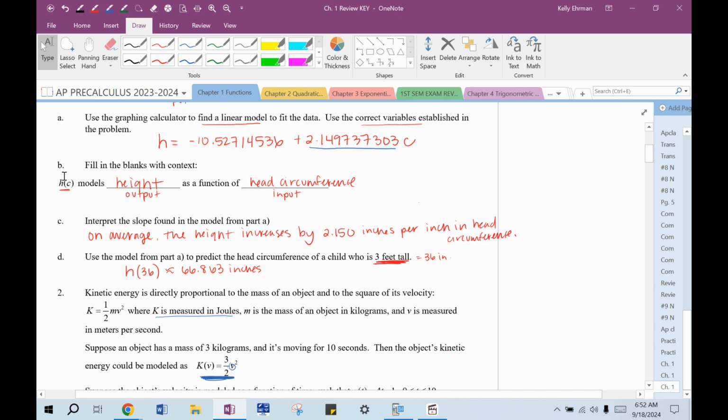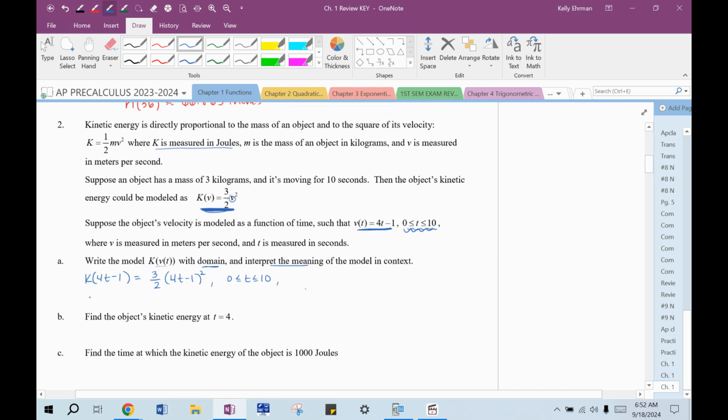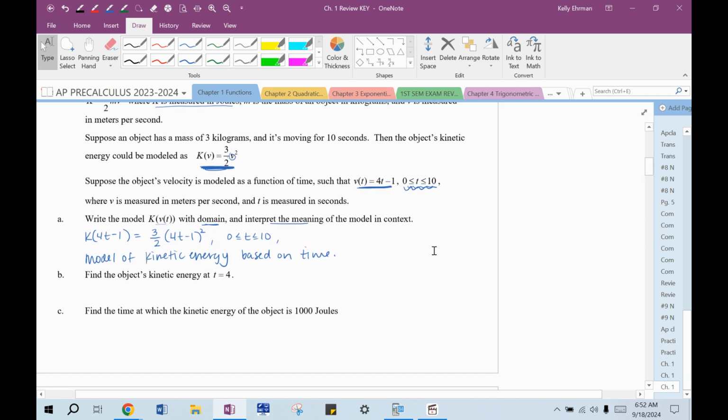So K models the output as a function of the input, so I can say this is a model of what's K, kinetic energy, as a function of, or based on, what's t, time. That's it. That's all you have to say. It does not have to be a big, long explanation. This is just saying it's a model of the output based on the input.